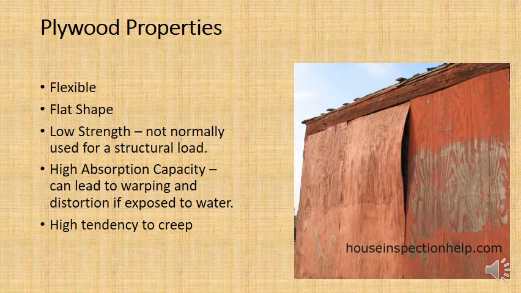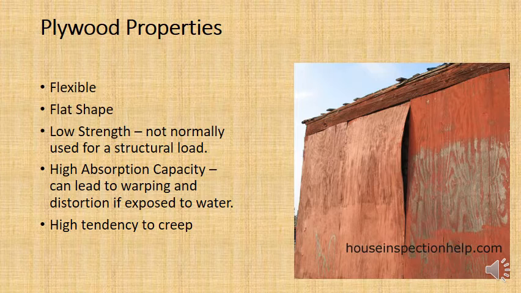Now, it has a very high absorption capacity. Why is that? Well, it's because you're cutting the wood into very thin veneers. You're creating a lot of surface area. Now that means if the plywood is exposed to damp conditions, and there can be that variability of moisture content, so on a wet day, the moisture content goes up, on a dry day, it goes down, well, that's going to cause the plywood to warp and distort.